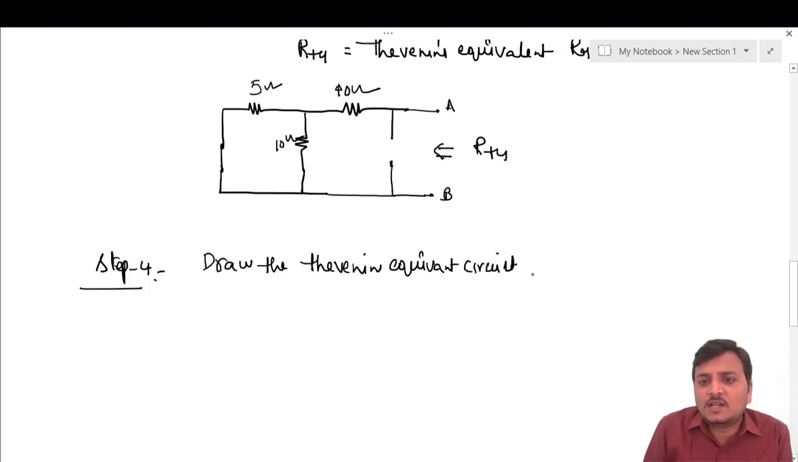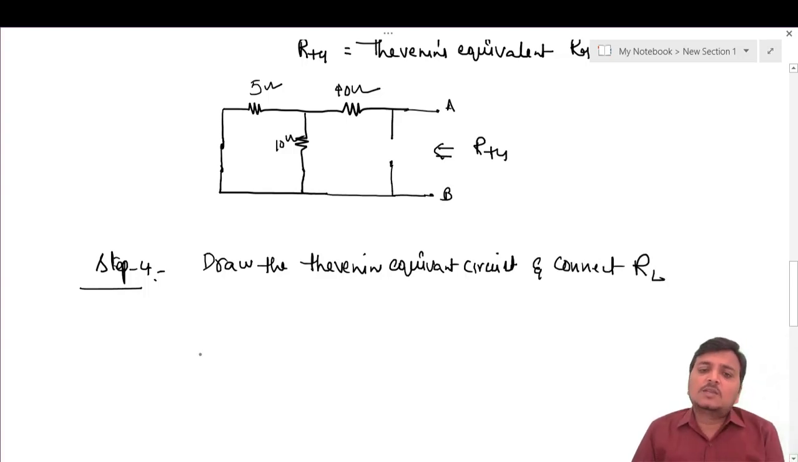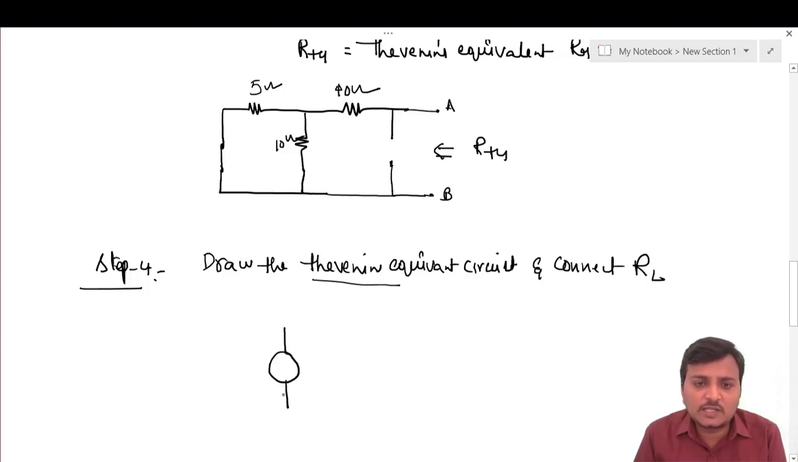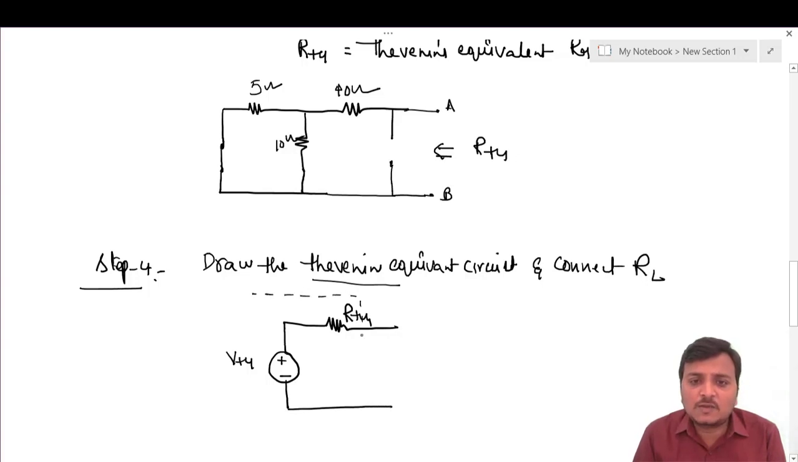Draw the Thevenin's equivalent circuit and connect RL, the load resistance R. So first of all, we'll see what the Thevenin's equivalent circuit is. The Thevenin's equivalent circuit is a simple voltage source. That voltage source is nothing but your VTH value, which is calculated in step 2, in series with the internal resistance RTH value. Simple VTH and RTH. So this is your Thevenin's equivalent circuit.